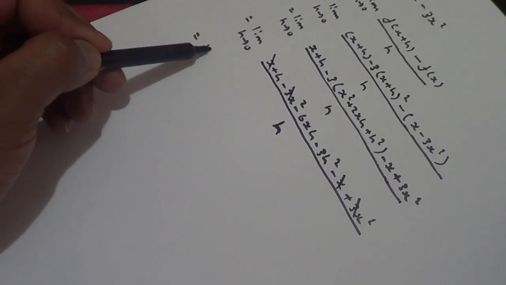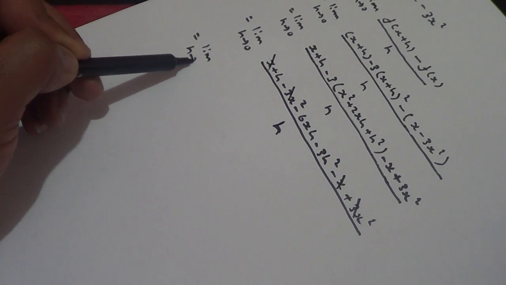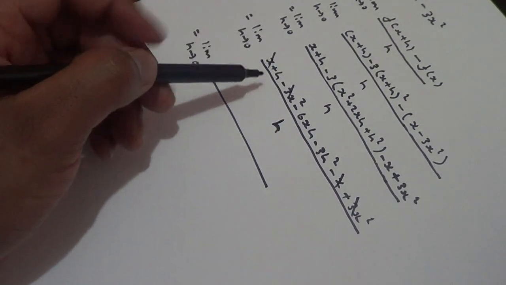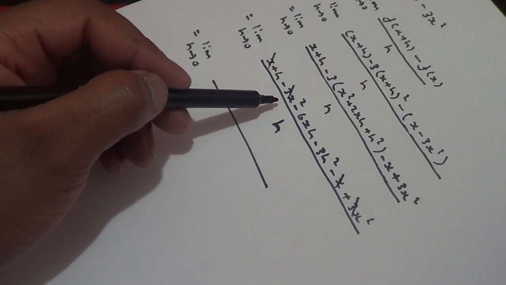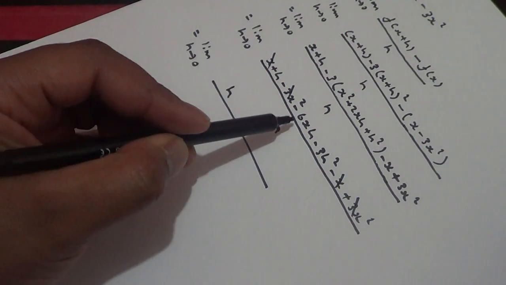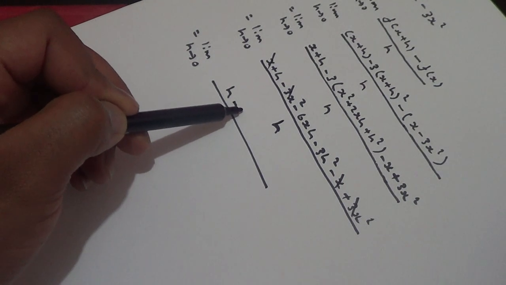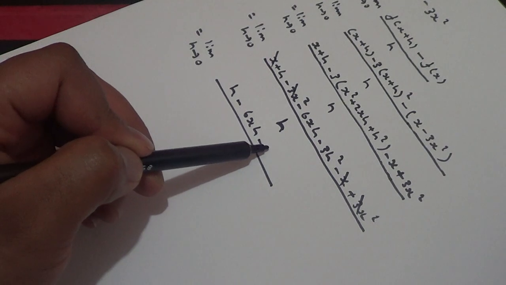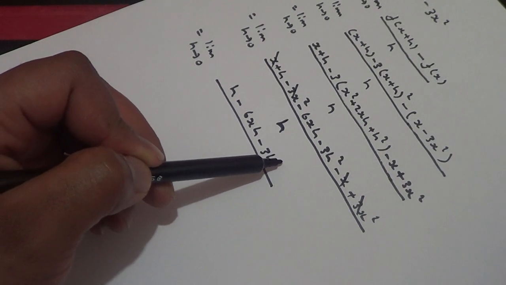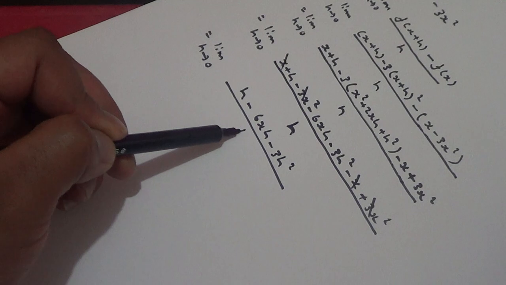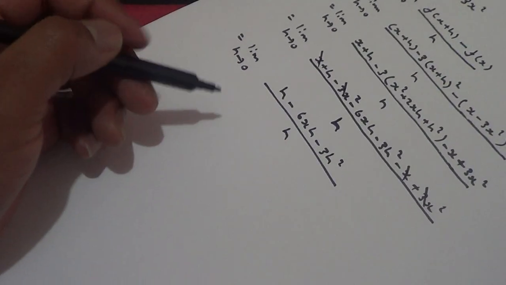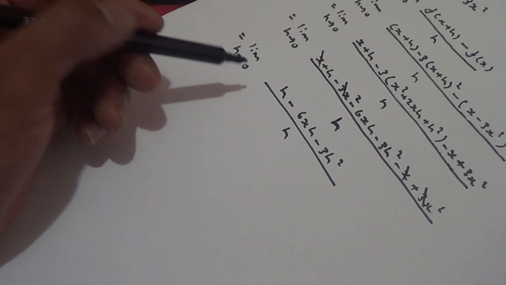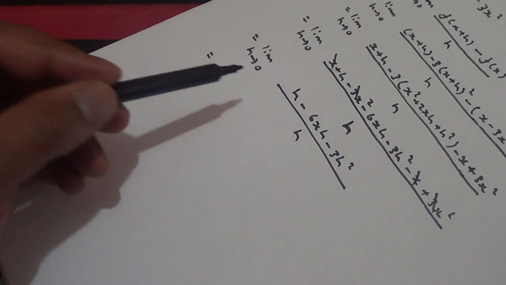We have the limit as h tends to 0. Now we can simplify this thing here. So what have we got? We have h minus 6xh minus 3h squared all over h. Okay, so we have done a bit of some justice to ourselves here. Okay, not a problem. Again, we continue.